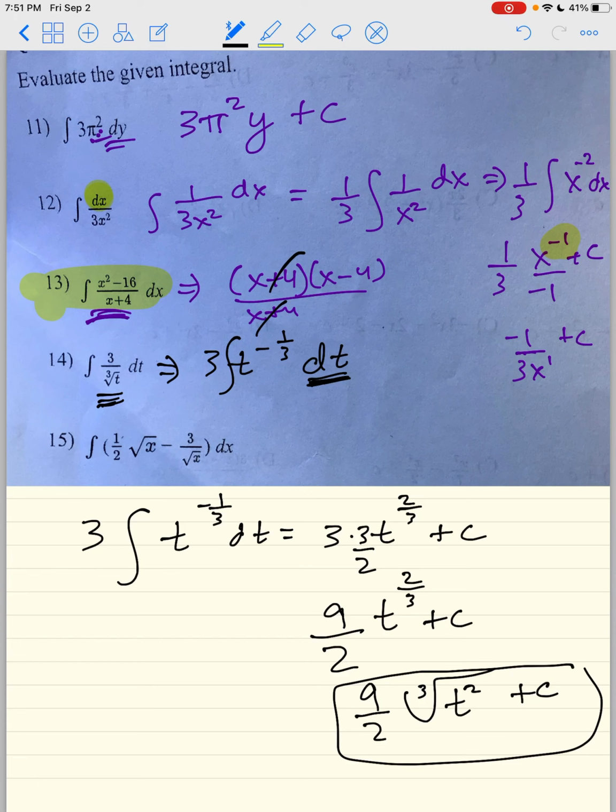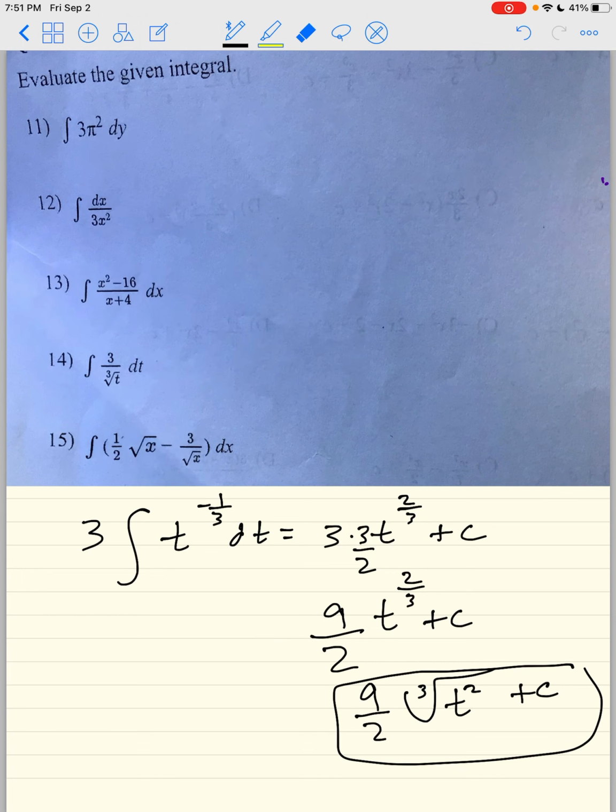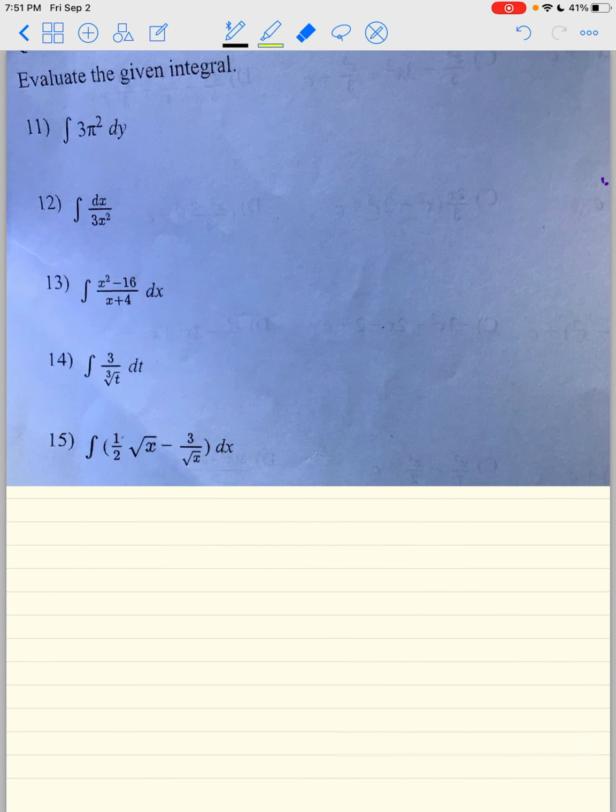Number 15, you're going to have to rewrite this as x to the 1/2. This is x to the 1/2, but because it's on the bottom, you have to bring it up to be a negative half. Okay? So let's do that. We have to rewrite this as 1/2, x to the positive 1/2 because it's in the numerator, and x to the negative 1/2 because it's in the denominator.